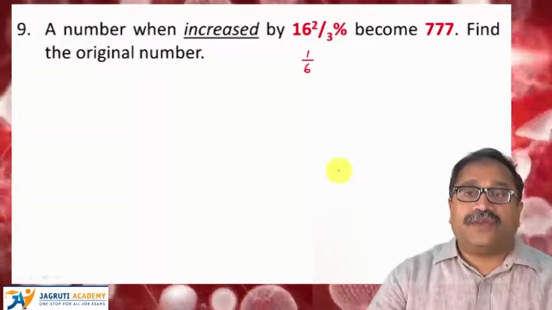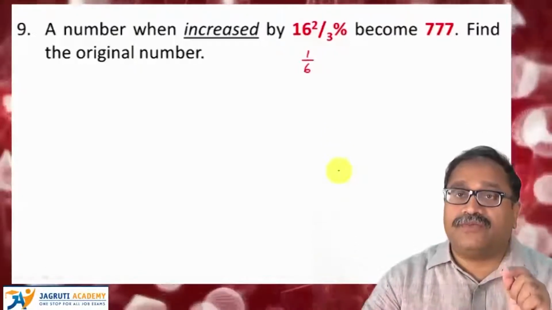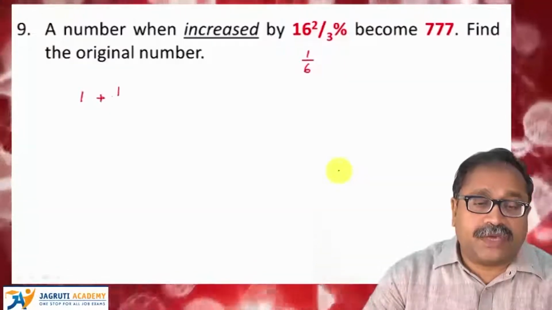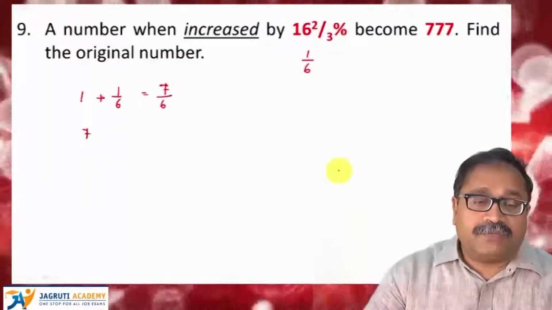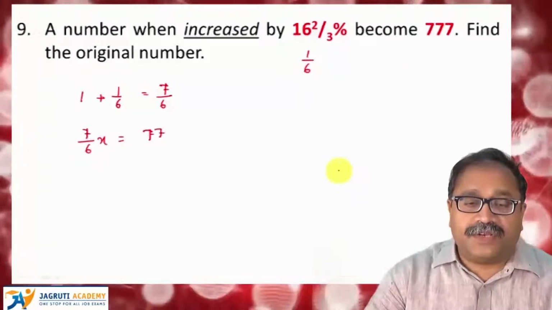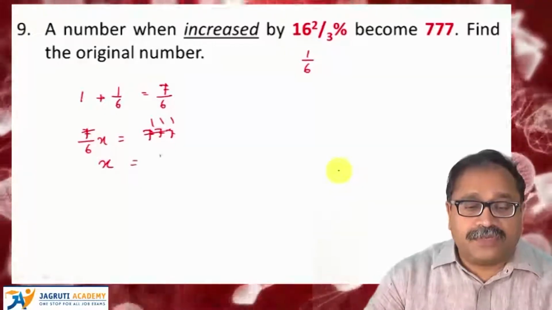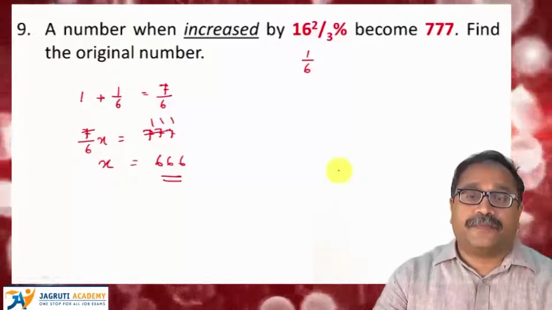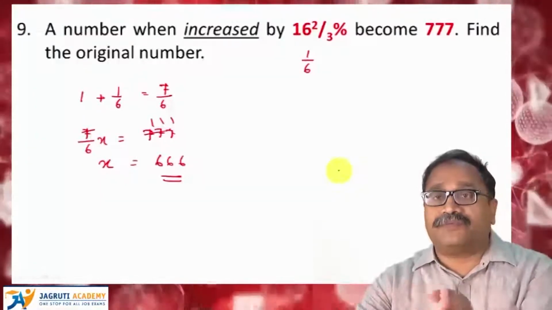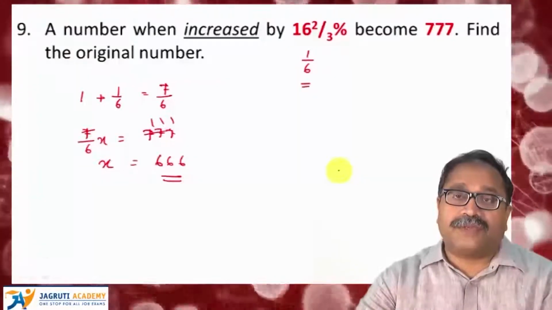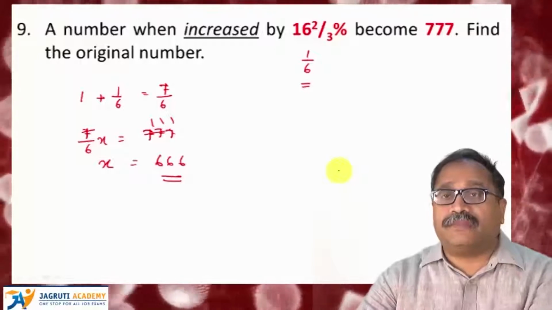So how do we approach this? We know that if a number increases by 1 by 6, whenever I take the fraction 1 by 6, the original value will be 1. So it becomes 1 plus 1 by 6, which is equal to 7 by 6. Now if the original value is x, then 7 by 6 of x is equal to 777. Then what is x? It gets cancelled: 777 divided by 7 is 111, multiplied by 6, which is 666. This is the value. So the point here is, when you are dealing with a percentage like 20% or 30%, add to 100 or subtract from 100. But when you are dealing with a fraction like 1 by 6 here, add to 1 or subtract from 1, depending on whether you are increasing or decreasing the number.